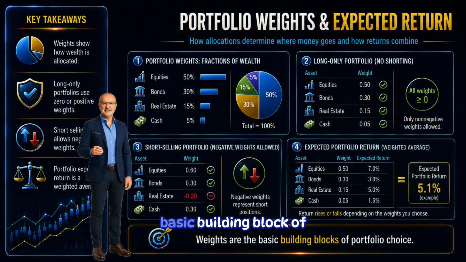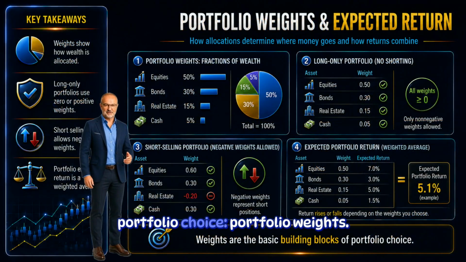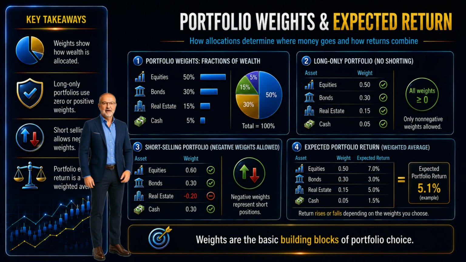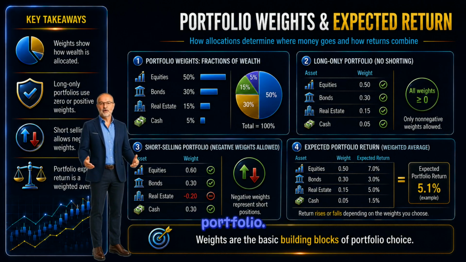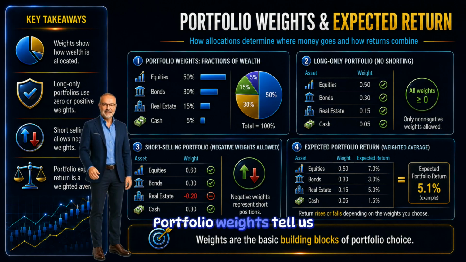Let's start with the basic building block of portfolio choice, portfolio weights. A portfolio weight tells us the fraction of total wealth invested in a particular asset. If an investor holds several assets, each asset receives a weight, and all of the weights together describe the full portfolio. The idea is simple but very important. Portfolio weights tell us where the investor's money is allocated.